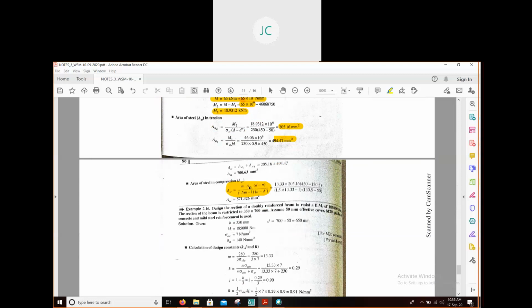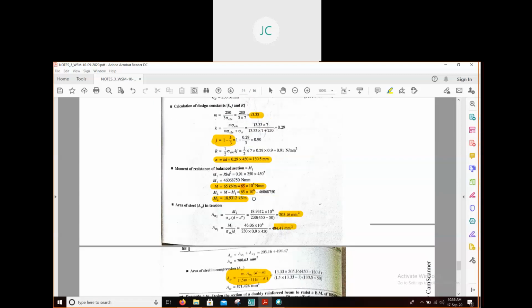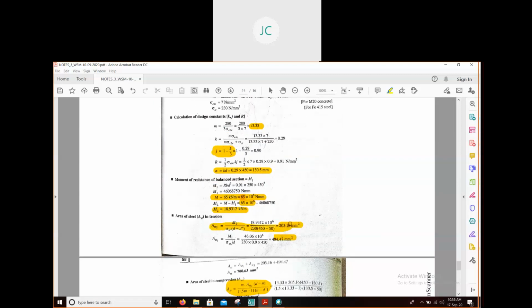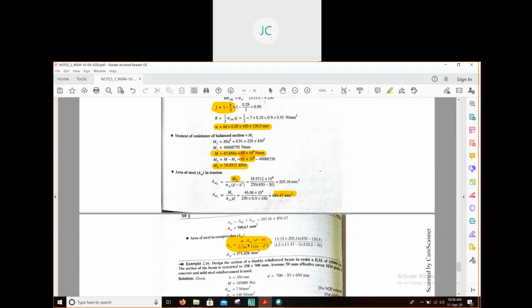We are taking AST2, and this is the amount of steel we are providing to resist this M2 amount of moment. So we are using AST2 and not AST1. So m into AST2 into d minus n, divided by 1.5 into m minus 1 into n minus d dash. All the values are given, so if you simplify it, you will get the answer of ASC, area of steel in compression.